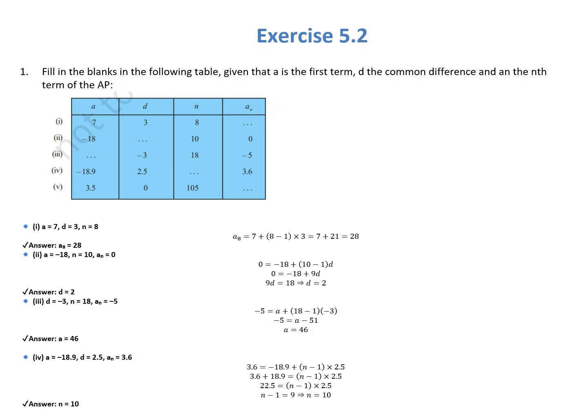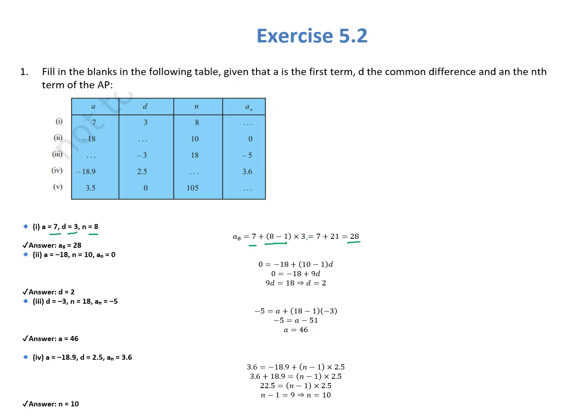In the first question we are given A is equal to 7, D is equal to 3, and N is equal to 8. Sorry, N is given as 8. So we have to find the eighth term here. An is nothing but the eighth term. What is the eighth term? It is A plus N minus 1 into D. So A is equal to 7, N is 8, minus 1 as per the formula, into D is equal to 3. So the eighth term is 28.